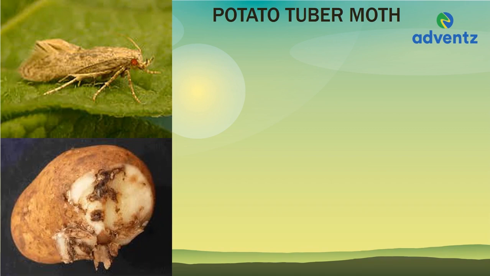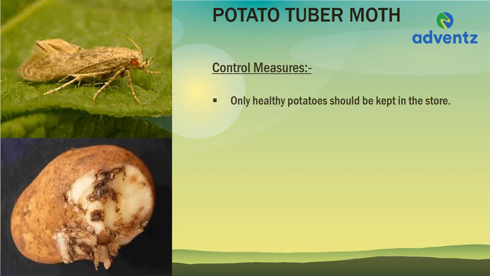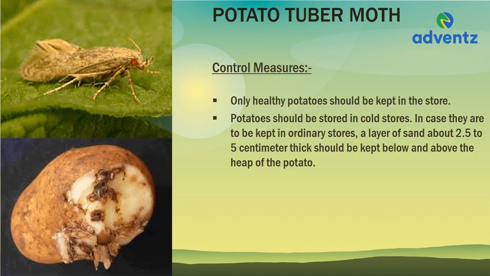The first is that we should store a healthy crop. Potato should be stored in the cold store. In case they are to be kept in the ordinary stores, a layer of sand about 2.5 to 5 cm thick should be kept below and above the heap of potato. We can protect the seed by spraying 5% BTTC dust or 1% Malathion on and around the heap.